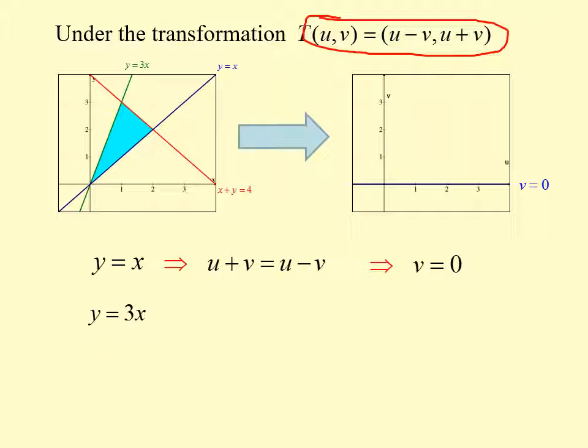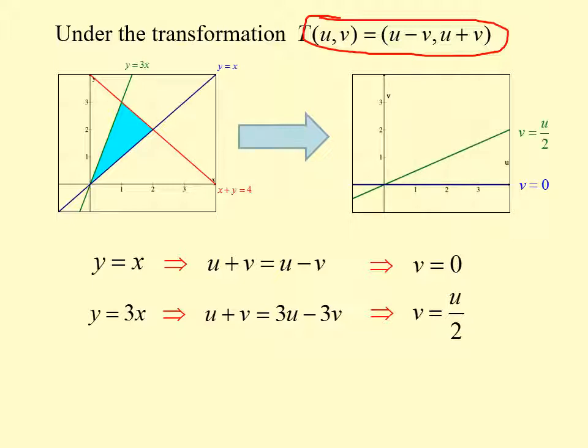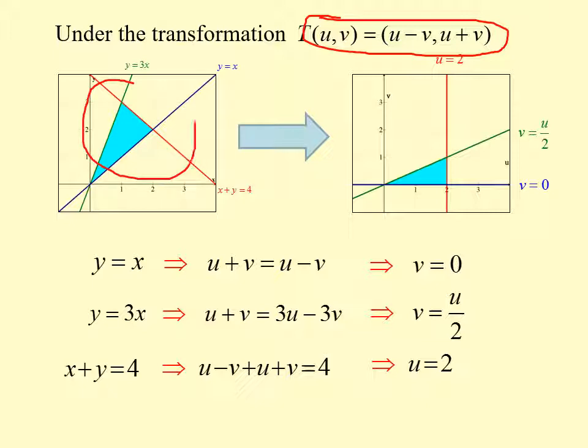Likewise, for y equals 3x, by plugging in the values of y and x, we come up with v equals 1/2 u, which is the green line. And plugging in u minus v for x and u plus v for y into x plus y equals 4, we get the line u equals 2. And so the region originally that was like this is transformed into this region.